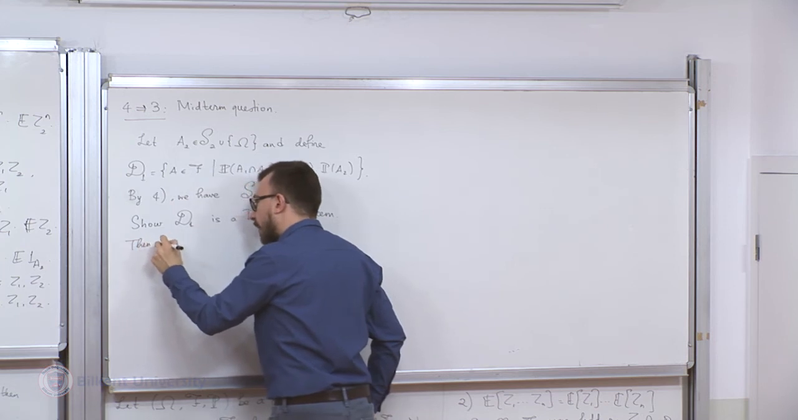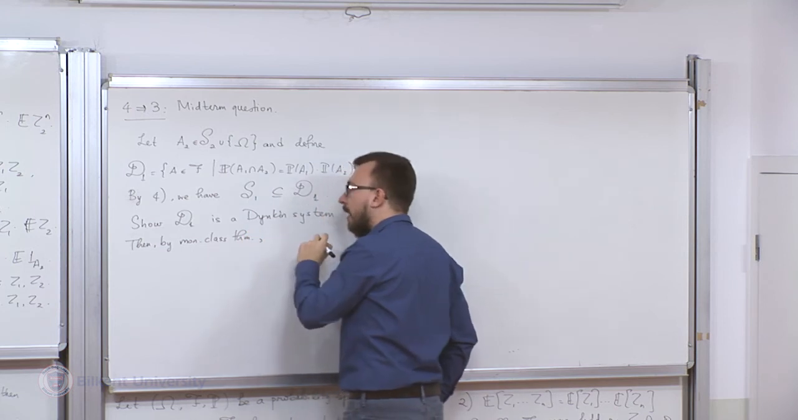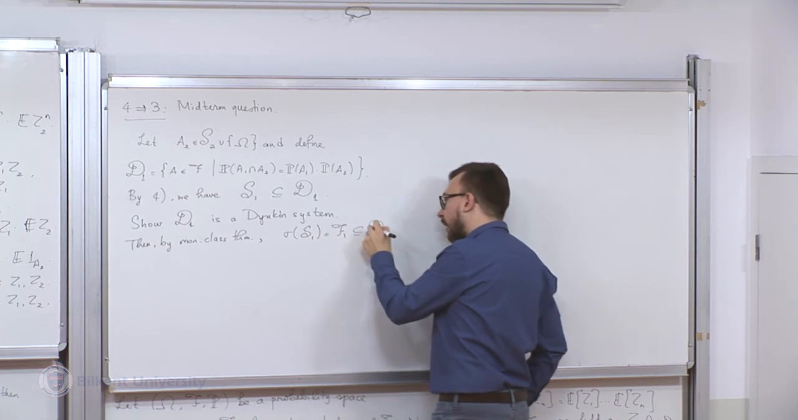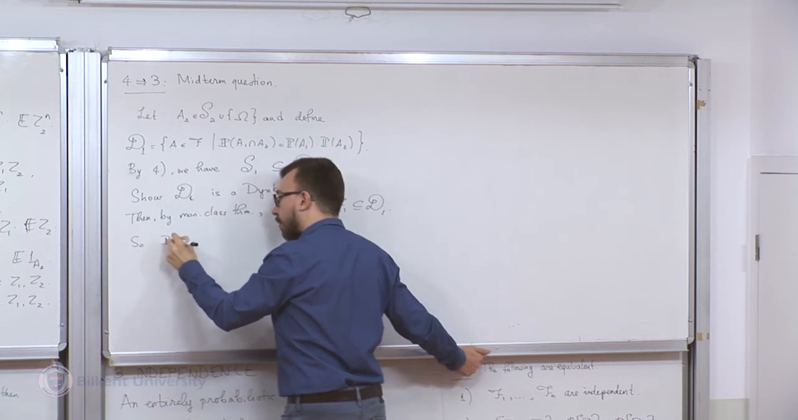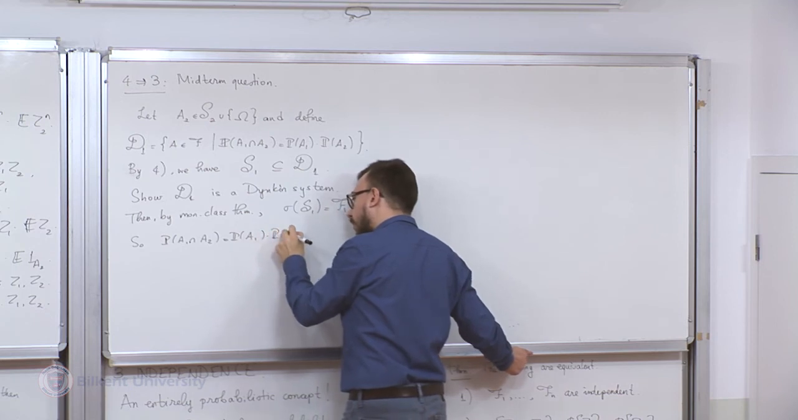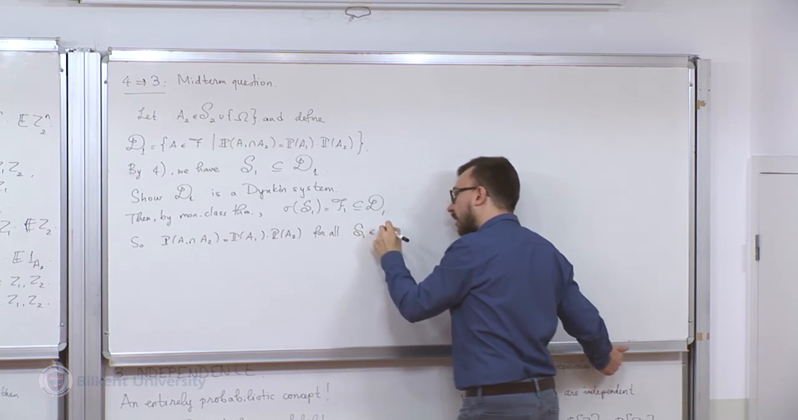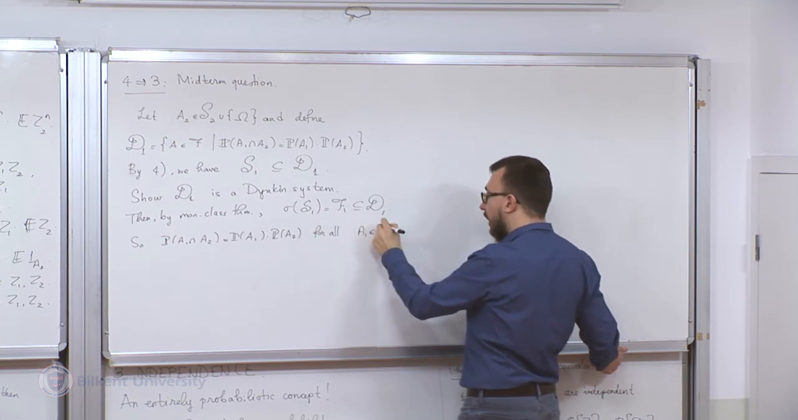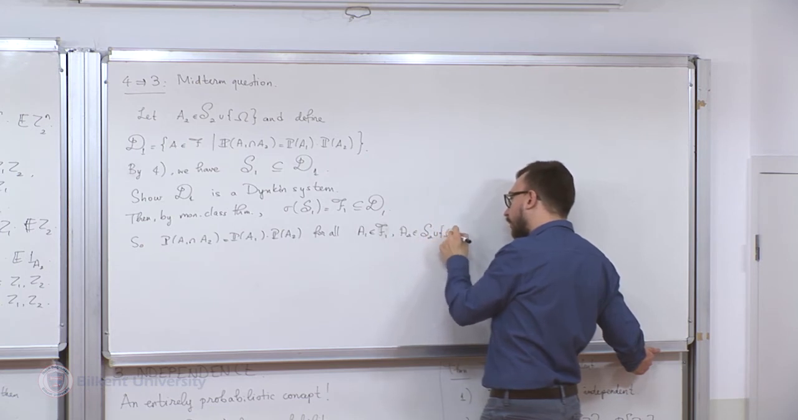Then, by monotone class theorem, sigma S1, which is F1, is in D1. And let's read what this means. So probability A1 intersection A2 is probability of A1 times probability of A2 for all A1 in F1 and A2 in S2 or the full space.